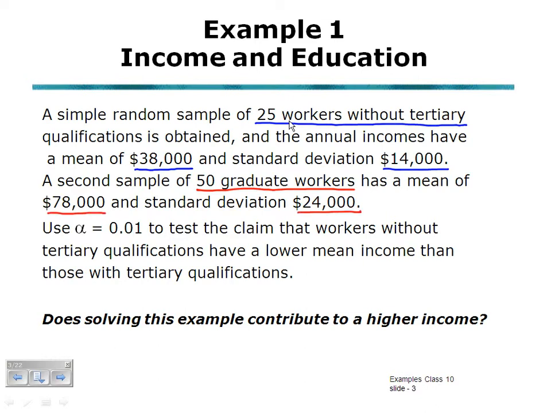Now we're asked here to use an alpha value of 0.01 to test the claim that workers without tertiary qualifications have a lower mean income than those with tertiary qualifications. So this is a test to determine whether there is a lower mean in the population for those without tertiary qualifications than there is in the graduate population.